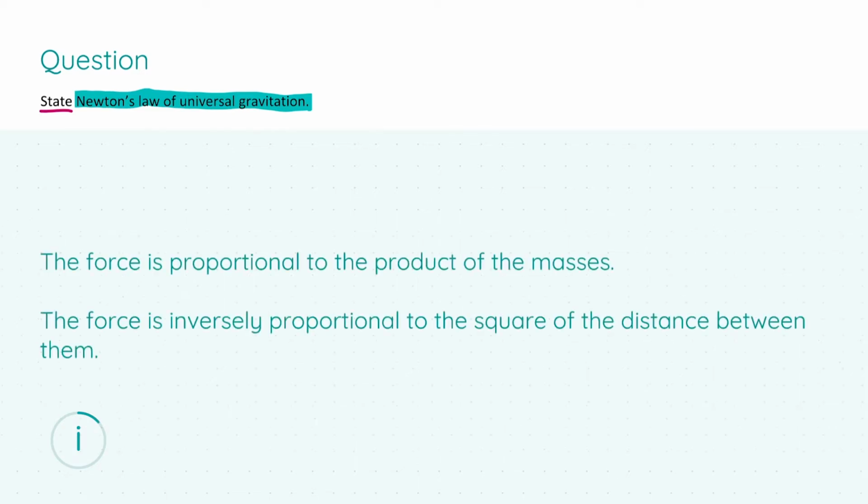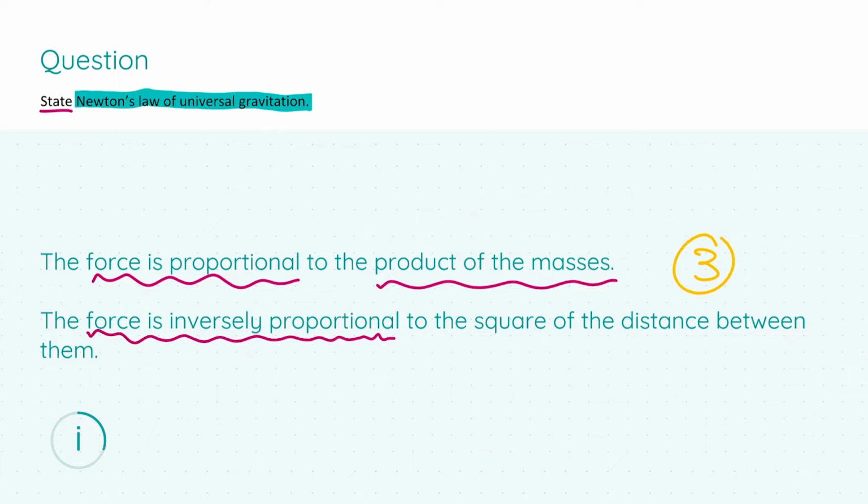Those of you who would prefer a more verbal definition, the law itself is split into two parts. Each will get you 3 marks. The first part being that the force is proportional to the product of the masses. That will get you 3 marks. And for your second part, the force is inversely proportional to the square of the distance between them.